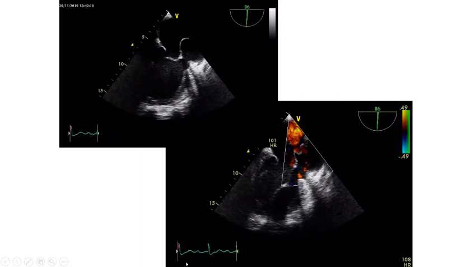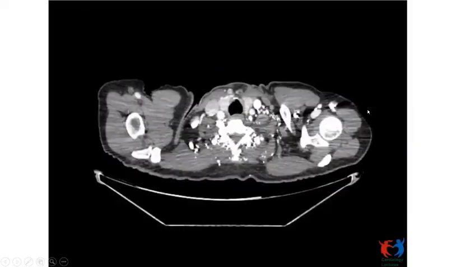Sorry, this is not moving. It's track left. So okay, we will leave it.